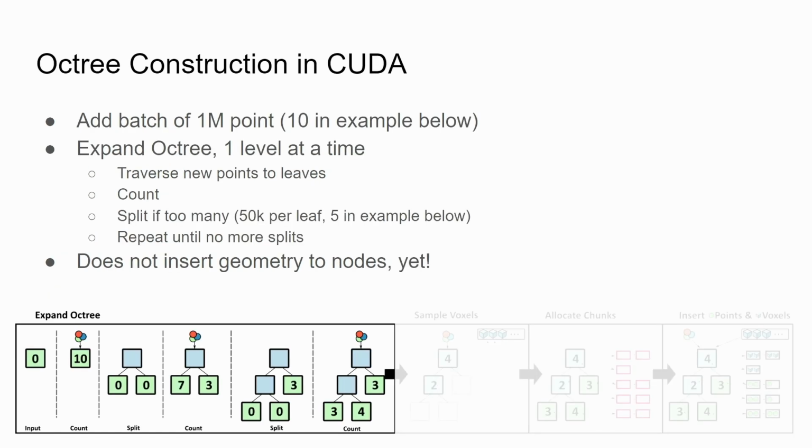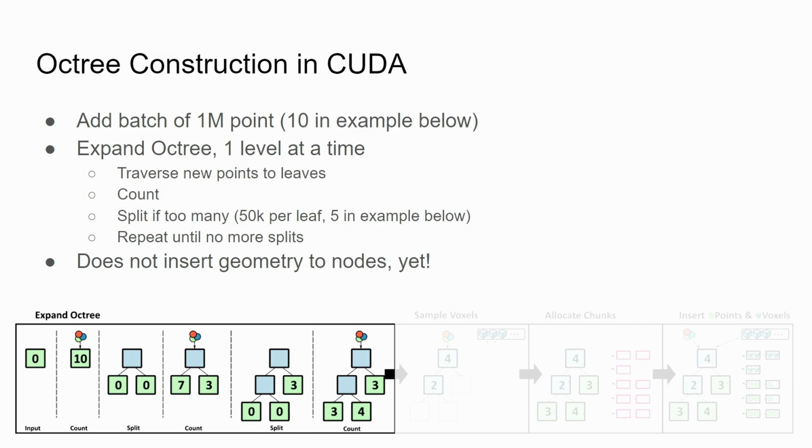So here is an example of that. Let's assume we're not adding 1 million points. Let's just add 10 points into this octree here, and each leaf node has a limit of 5 points. So during the expansion pass, the first pass, we repeatedly count and split until no more splitting is necessary. We traverse the 10 points through the octree to the leaf nodes. We count how many points there are in the leaf nodes afterwards, and we can see, okay, 10 points, that's too much. We have a limit of 5, so we have to split this leaf node here.